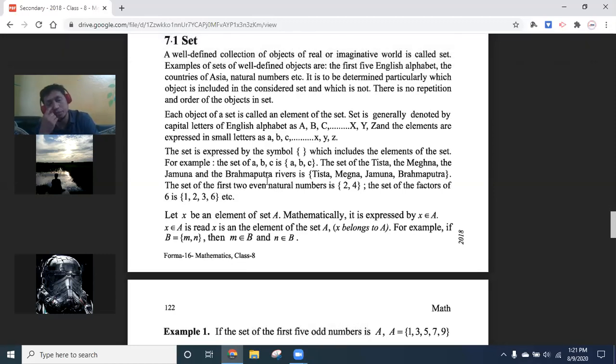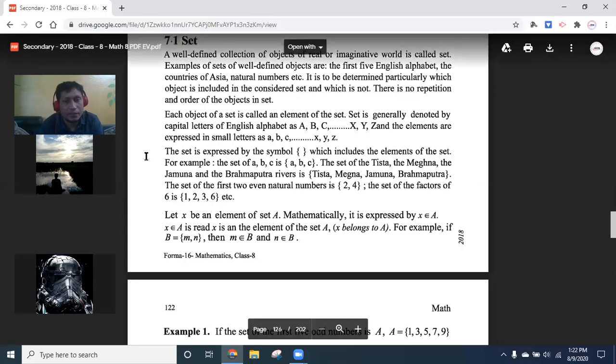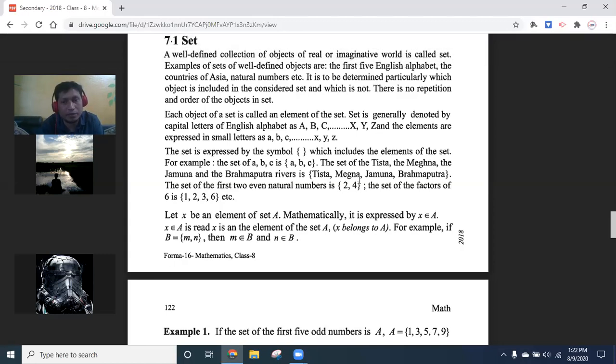Suppose you have a set of books of class 8. If I give the name of the set as B, suppose B is the set of all class 8 books. Then who will be the members of the set B? Mathematics book, that is M. Science book, that is S. Religious book, that is R. All of the textbooks will be members of the set. So I think you have understood who the members of a set are.